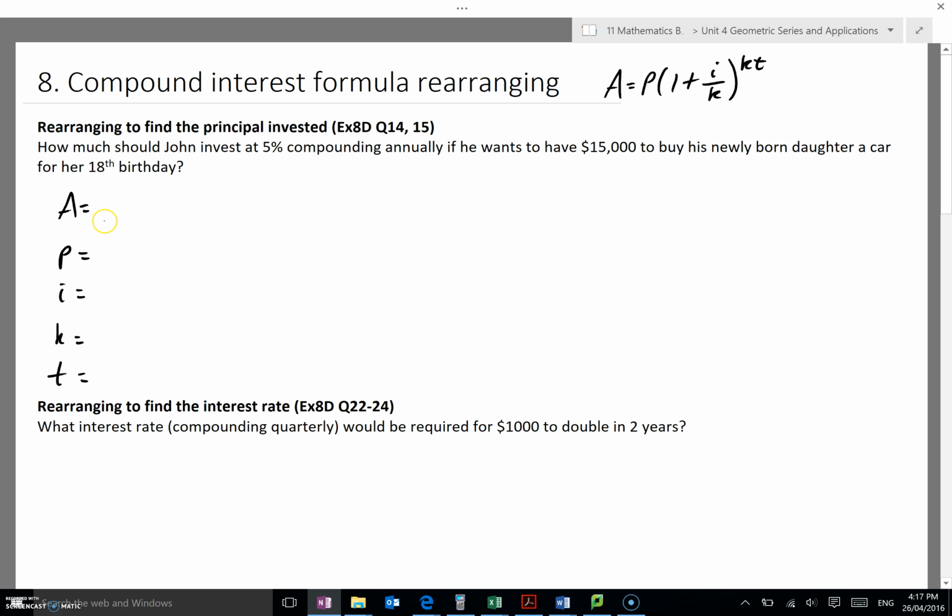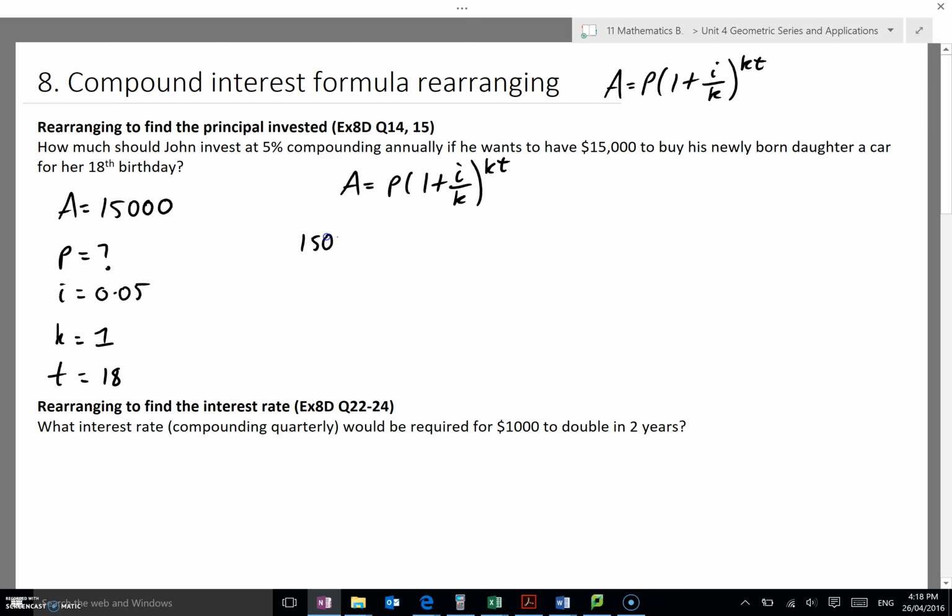The amount: he wants to have $15,000 at the end, so 15,000 goes here. The principal, how much should he invest? We're not sure. The interest rate is 5%, as a decimal. K, how frequently it's compounding: annually, so K equals 1. And the time is, well, newly born, 18 years. So I'll write down my formula, and then substitute in all the values that I know.